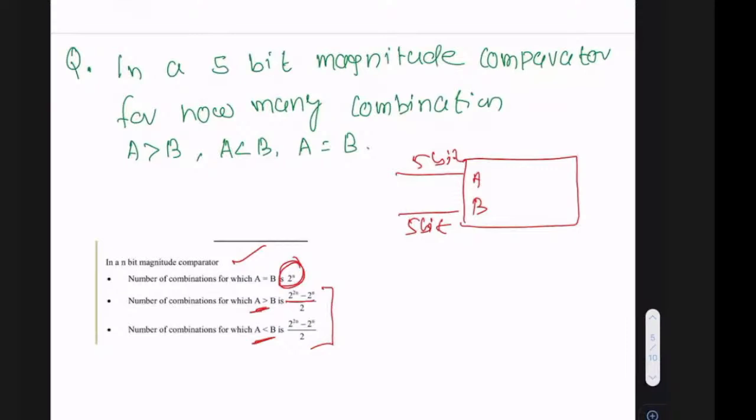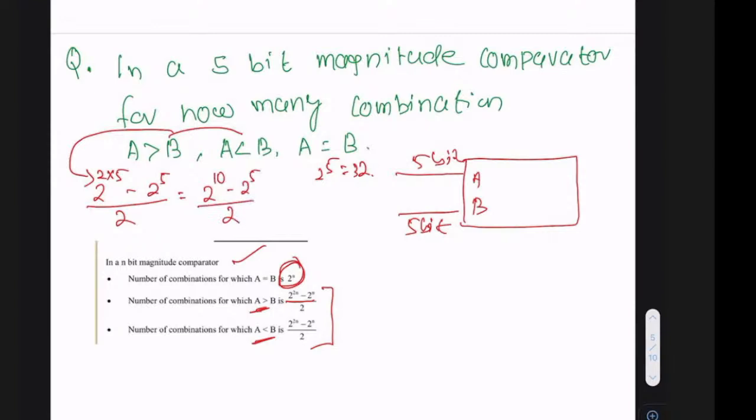So A equal to B means 2 raised to power 5, that is 32. And for A greater than B, it is 2 raised to power 2 into 5, 2 raised to power 10, minus 2 power 5, divided by 2, and the same is the answer for A less than B. For both of these cases, this is the answer: 2 to the power 10 minus 2 to the power 5, divided by 2. Please evaluate.